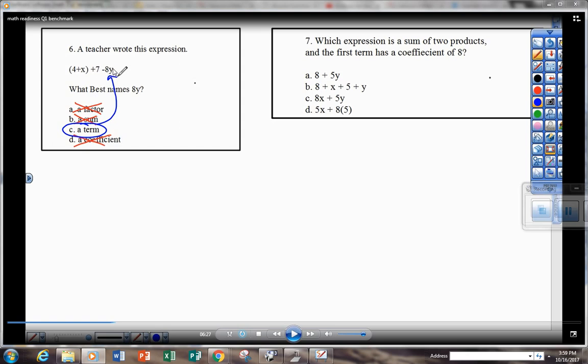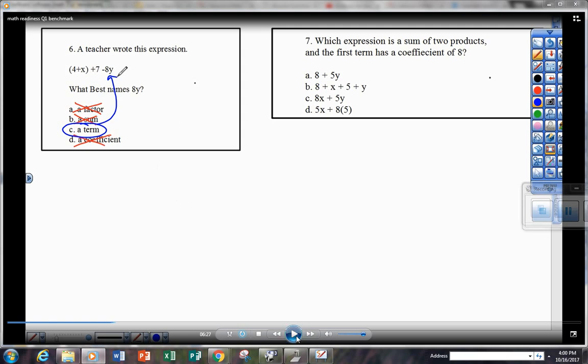Alright, question number 4 is, for this term, negative 8y, what number is the coefficient? What number is in front of y? And again, you've got to make sure if it's positive or negative, you include that in there. So what is the coefficient of this term right here? That is question number 4.